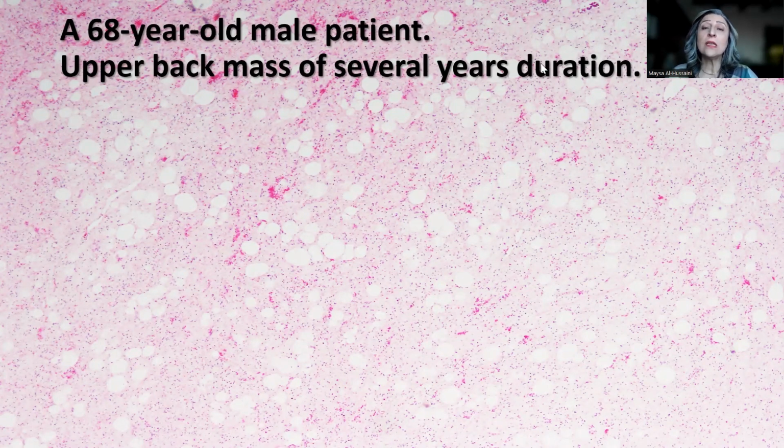So as you can see here from the low power magnification, there is this lipomatous component. So you start thinking about lipomatous tumors, including lipomas or well-differentiated liposarcoma or atypical lipomatous tumor. In addition to the lipomatous component, we have this pink component in between, which is slightly cellular.